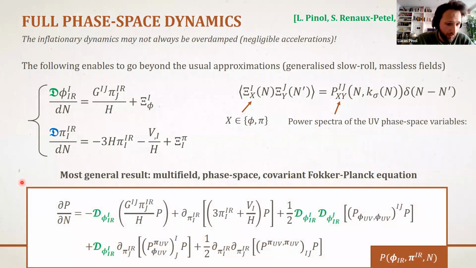very, very general Fokker-Planck equation. So for any number of scalar fields, for any potential, for any kinetic terms, and taking into account the full phase space dynamics. You see that it is fully covariant. You have the appearance of derivatives with respect to the scalar fields that are phase space covariant derivatives. That's very hard to say.